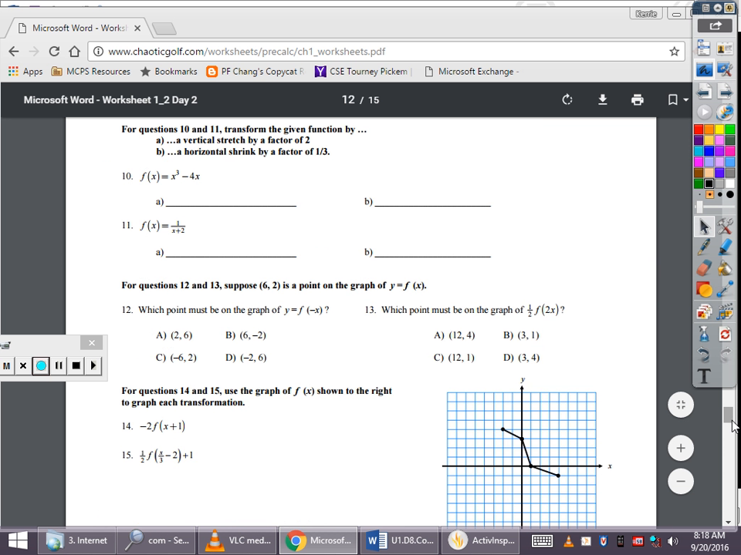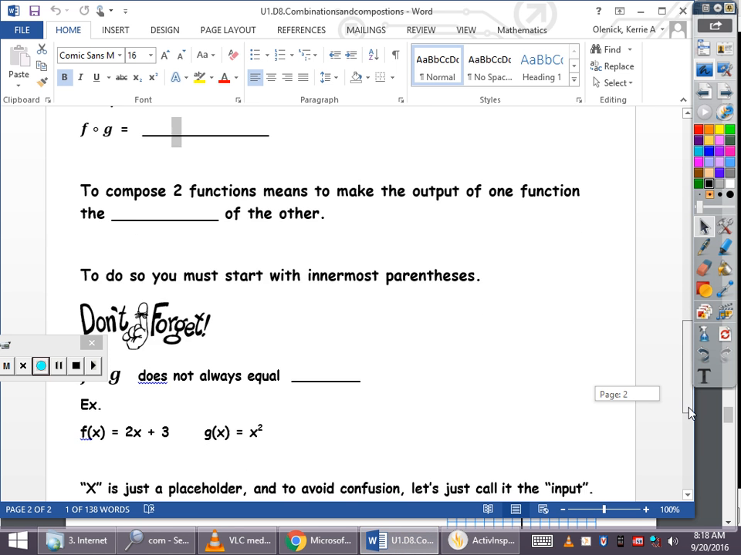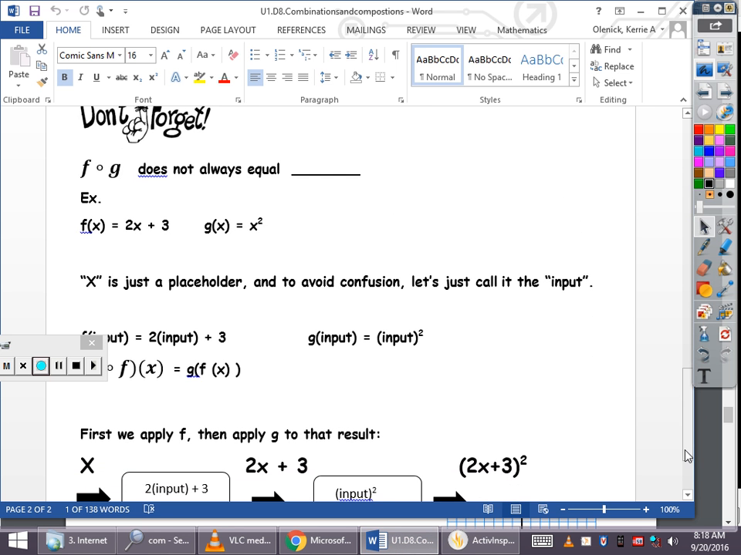Okay. F of g does not always equal g of f. Okay? They don't always equal each other. Okay? X is just a placeholder, okay? So we're going to call it the input.